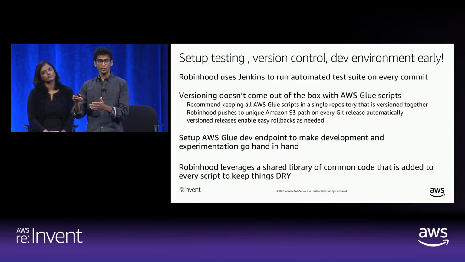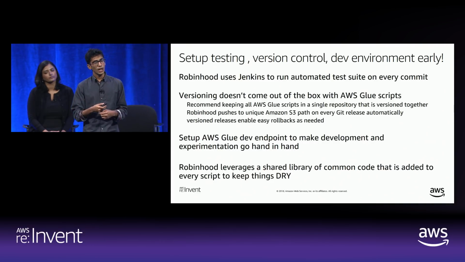Because we have version releases, these all end up as a separate path in S3. And when we need to roll back or we catch a bug, it's very easy for us to do this by just pointing the job to a different path where our version script lives.